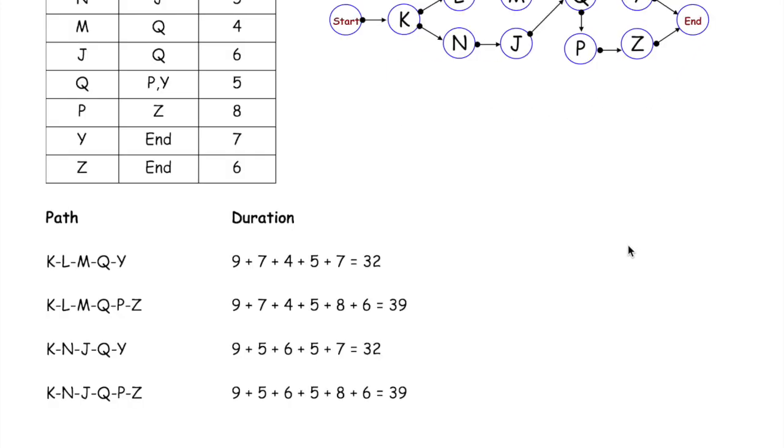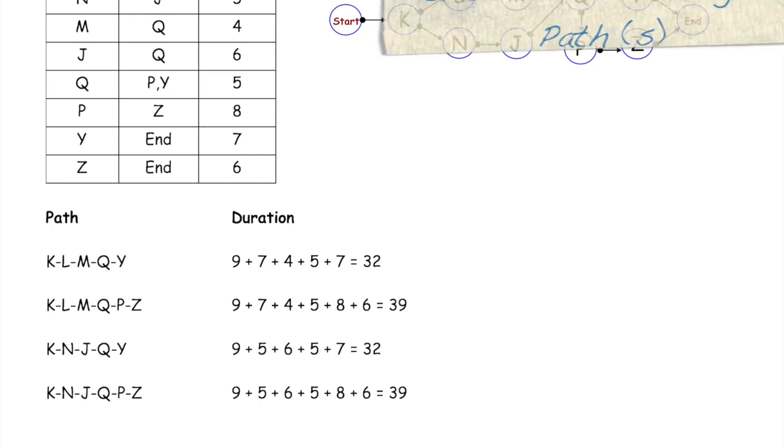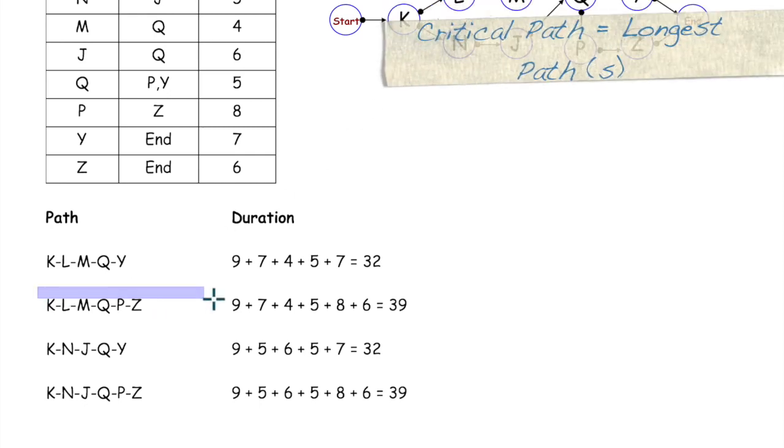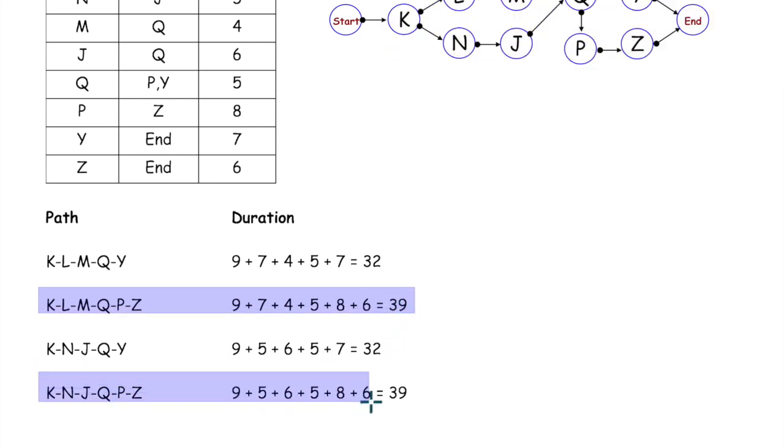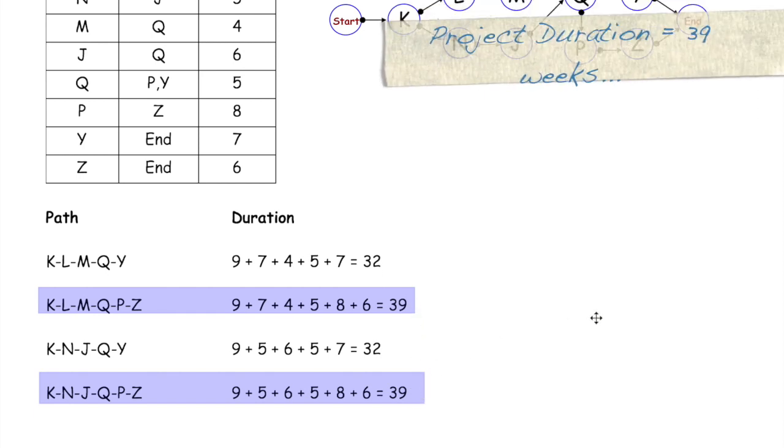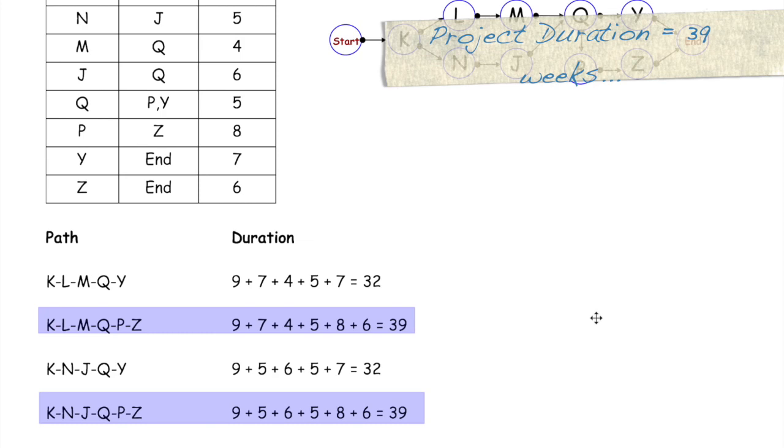So once you've identified each path that exists in your network and evaluated the durations of each of these paths, now you have the ability of determining which paths are the critical paths. I remind you that the critical paths are simply the longest paths that exist in our network. And so in this example, the critical paths are paths KLM QPZ and KNJ QPZ. That's simply because each of these paths has the longest duration, 39 weeks. And so we can argue that the current duration of this project is 39 weeks.